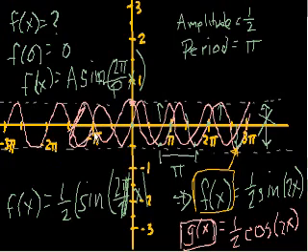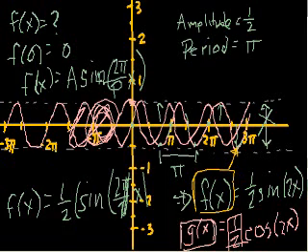I'm getting confused on this side, so ignore this. But if you look at this side, the important thing to realize is that it intersects the y-axis not at 1, but at 1/2. The reason it doesn't intersect at 1, even though cosine of 0 is 1, is because of the 1/2 here. I guess you can't call that a coefficient; it's the 1/2 times the cosine function.